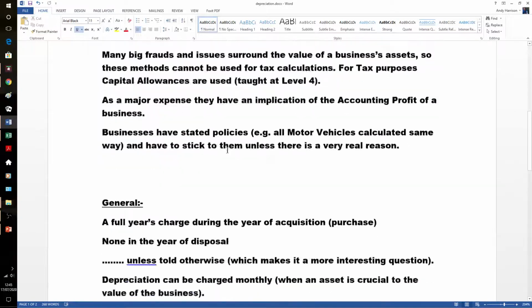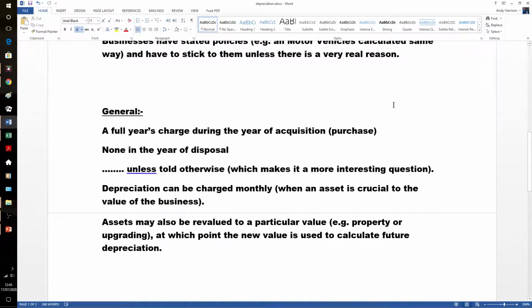So just to finish off then, the general rules. Generally, unless told otherwise, you use a full year's charge in the year of acquisition. So even though we've bought something part way through the year, we charge a whole year's depreciation and none in the year of disposal. Well, we've sold it, we know what we sold it for. So there's no point having a depreciation charge part way through that year, and if we've made a loss when we sold it, we didn't get as much as we should have for it. Unless, of course, you're told otherwise. Makes a more interesting question from the examiners.